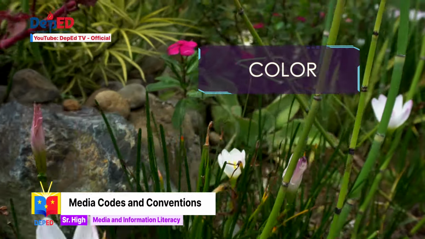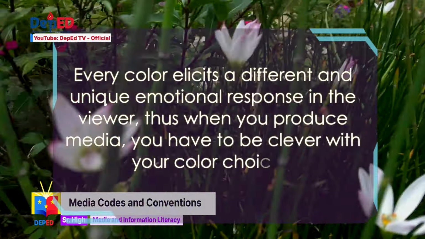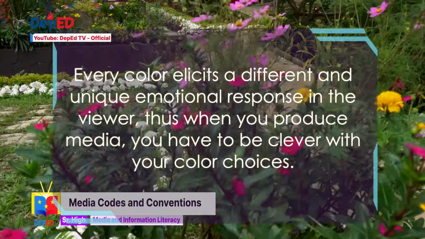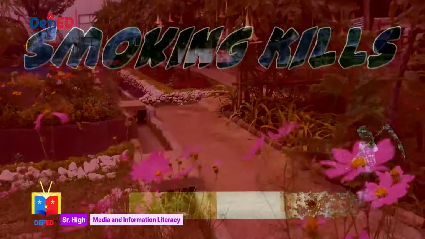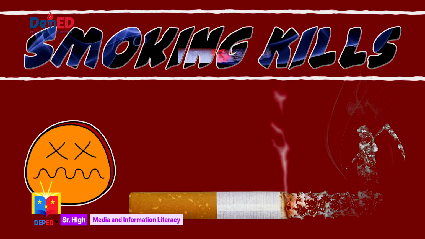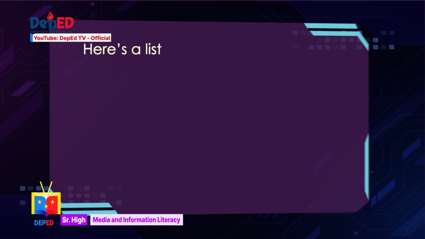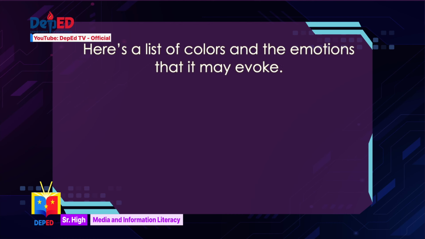Color has highly strong connotations. Every color elicits a different and unique emotional response in the viewer. Thus, when you produce media, you have to be clever with your color choices. For example, if you were to make a poster about the danger of smoking cigarettes, red is the most appropriate dominant color because it signifies danger. Here's a list of colors and the emotions that it may evoke.